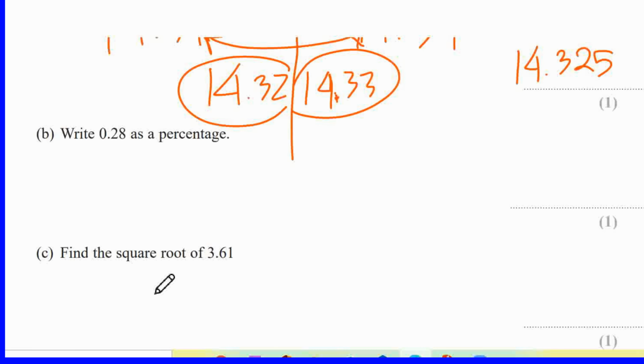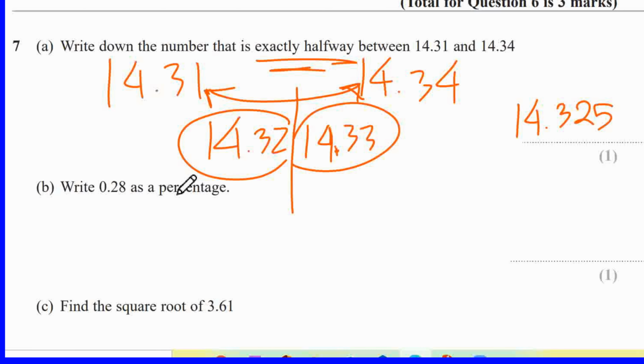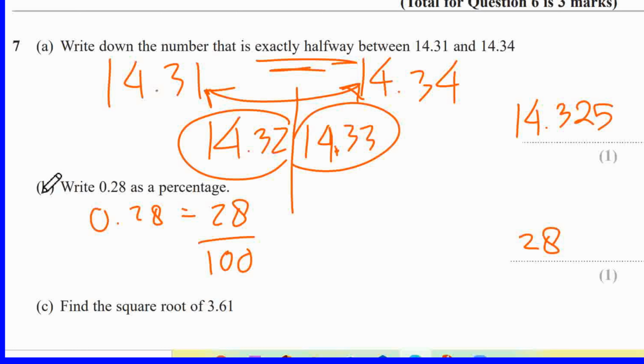Right, 0.28 as a percentage, so 0.28 is 28 over 100, which is the same as 28%.